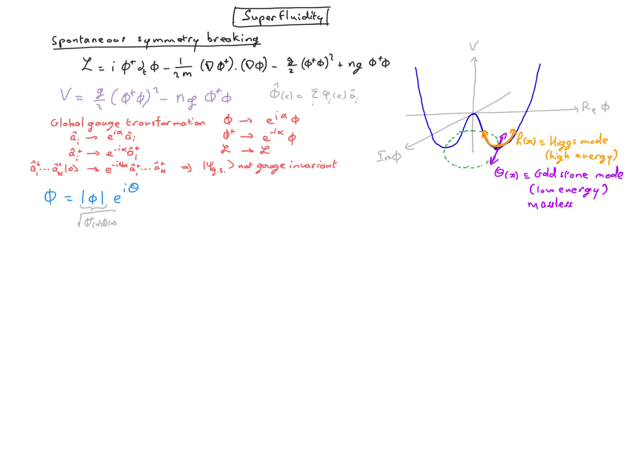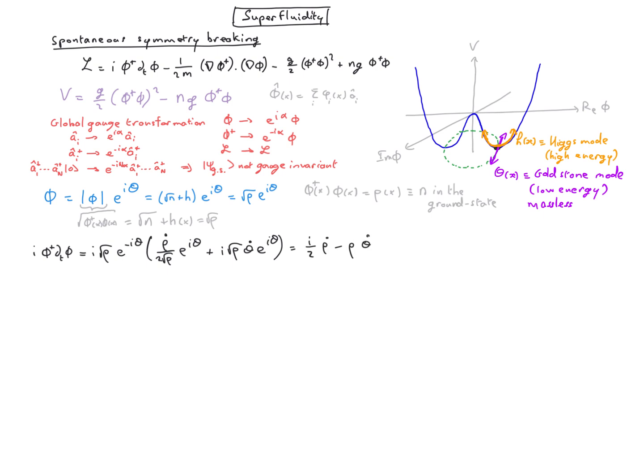Indeed, the modulus of phi can be written as the square root of phi dagger phi. And phi dagger phi corresponds to the density in x, and in the ground state, this is just the density n. But the Higgs mode takes us outside of the ground state. So we can use this expansion of the field around the ground state to rewrite the Lagrangian.